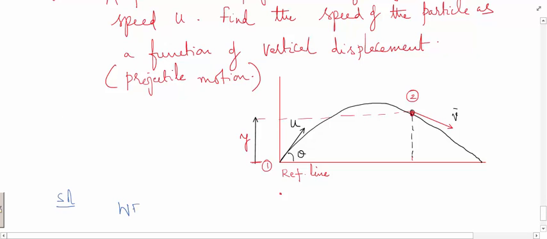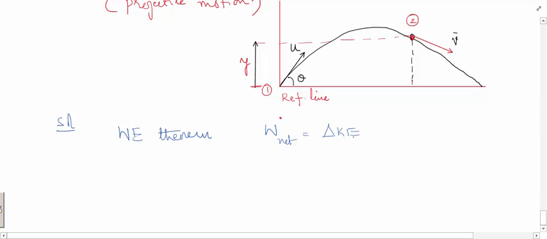What does the work energy theorem say? Who is doing work here? Work is done by gravity. What is the work done? Work done by gravity is negative because gravity is acting down but the body is moving up in the beginning, right? Gravity always acts down but the body is moving up. Therefore, let us write the displacement. Displacement is in the upward direction. Gravity is acting down.